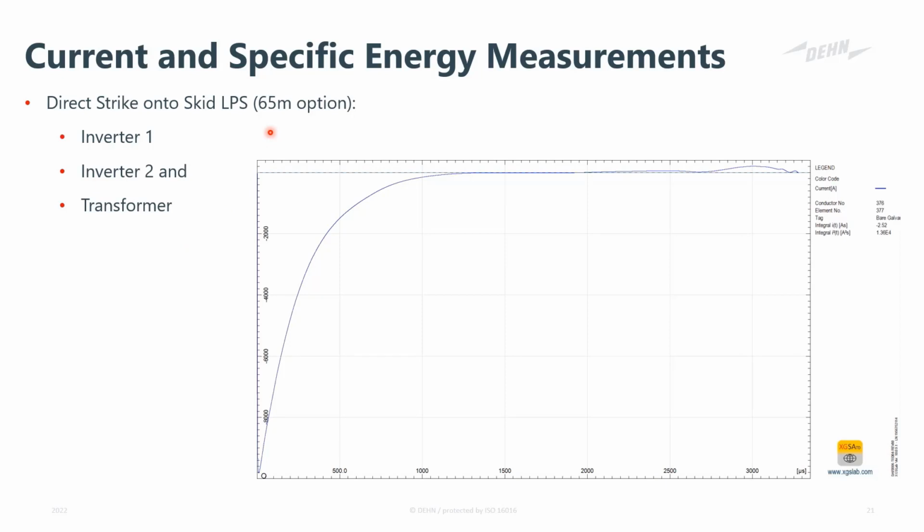If we do this simulation again for the 65-meter option, where we increase the mesh sizes with less material, we now have less dissipation theoretically and less current distribution. So the energy should be higher.